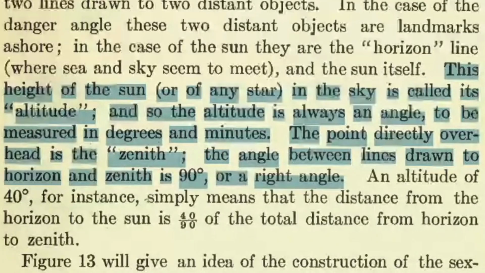So let's have a look at a book on navigation. "This height of the sun or of any star in the sky is called its altitude, and so the altitude is always an angle to be measured in degrees and minutes. The point directly overhead is the zenith. The angle between lines drawn to horizon and zenith is 90 degrees or a right angle." So let's draw this for Mr. Sensible so we can see what's going off.